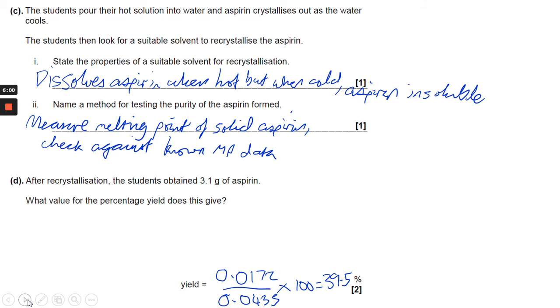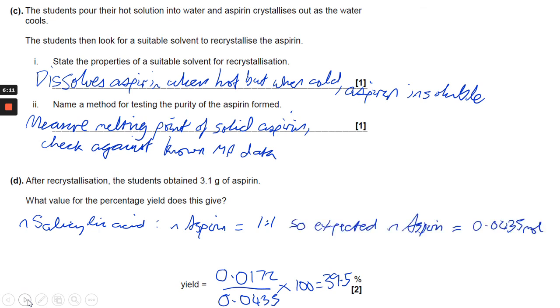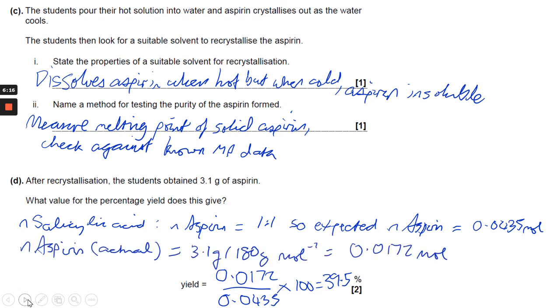So, how do we get the percentage yield that's at the bottom? Let's think about the logic behind that. First thing is the salicylic acid and the aspirin are equimolar. So the expected number of moles of aspirin is 0.0435. The actual number of moles of aspirin is 3.1 grams over 180, 180 being the molar mass of the aspirin. That gives you 0.0172. So you divide the actual moles by the expected moles and multiply by 100 to convert it into a percentage. And that's where we get 39.5 from.